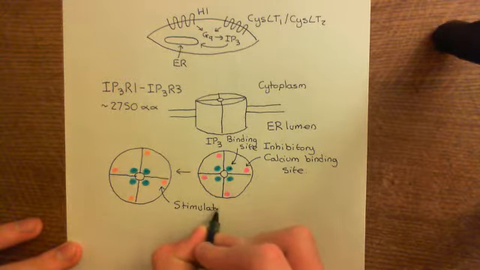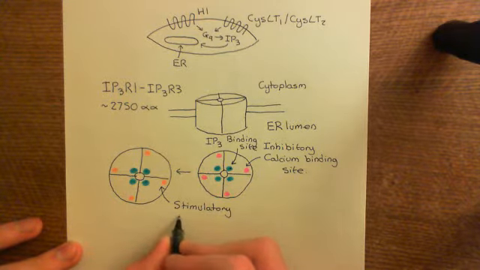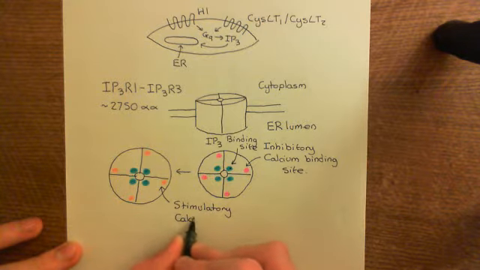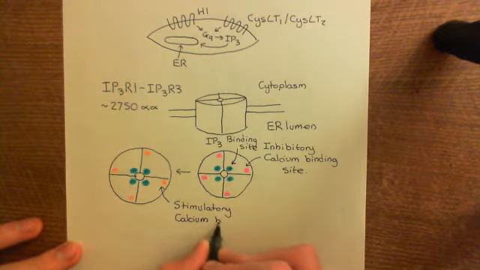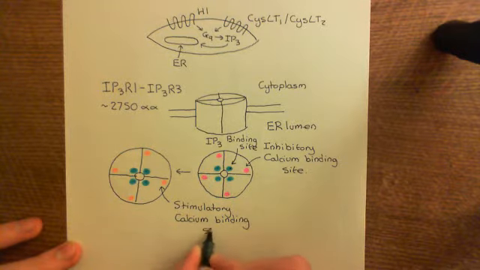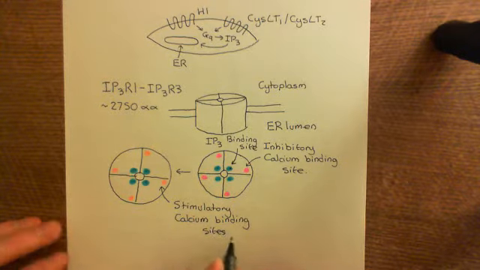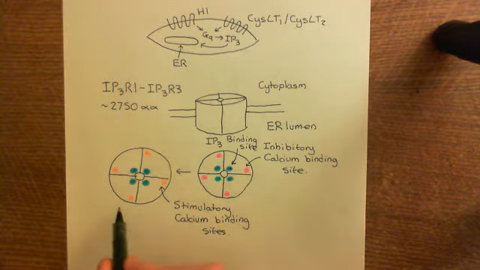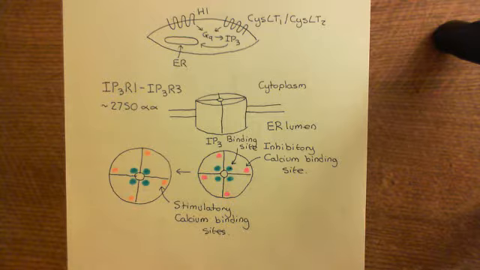Now, if calcium comes and binds to the stimulatory calcium binding sites, so again you'll need 4 calcium ions because you've got 4 stimulatory calcium binding sites. If 4 calcium ions come and bind to the stimulatory calcium binding sites, then the IP3 receptor will open and it will release calcium from the endoplasmic reticulum into the cytoplasm.